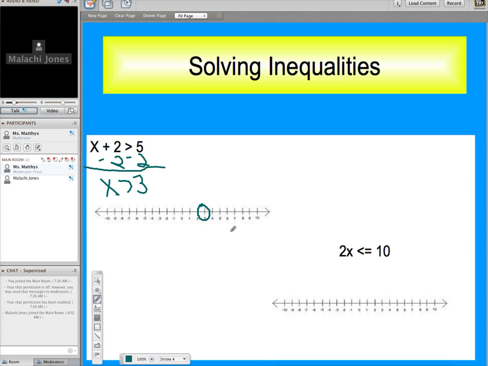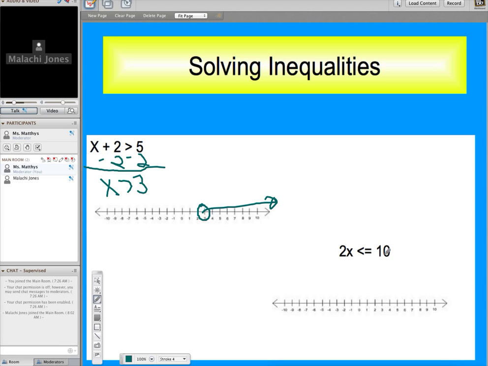4, 5, 6. Where are they located? Are they located over here, or are they located over here? The right. They're located on the right. There you go. So that's where I want to shade. I want to shade on the right. Okay, and the open circle means it doesn't include 3, it's greater than 3. That make sense? Yes.